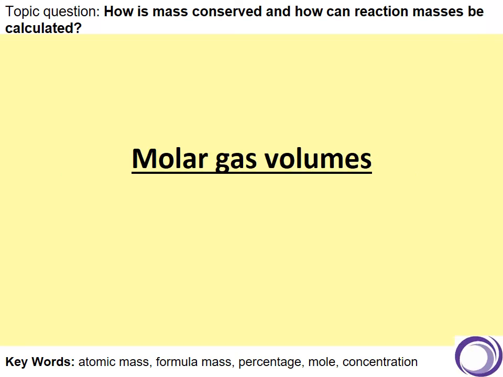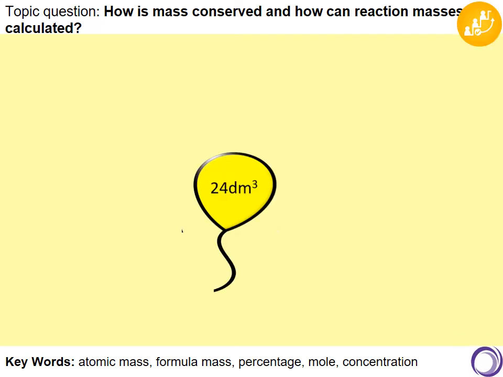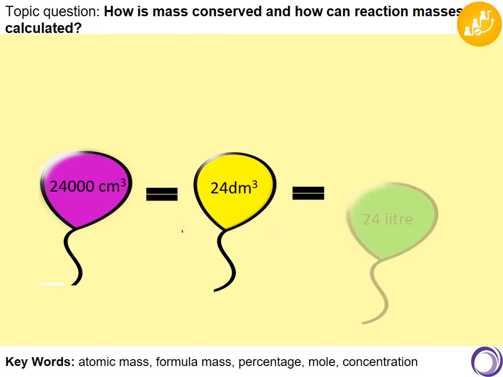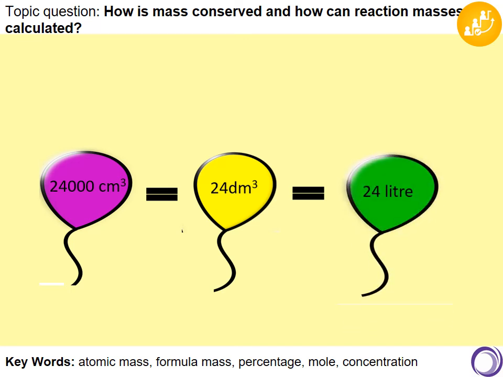Let's now have a look at molar gas volumes. If we have a look at this balloon, it is 24 decimetres cubed. We saw earlier when we were talking about concentration that when we're talking about volumes, then we work in decimetres cubed. 24 decimetres cubed would be 24,000 centimetres cubed. And in maths, you may have called this 24 litres.